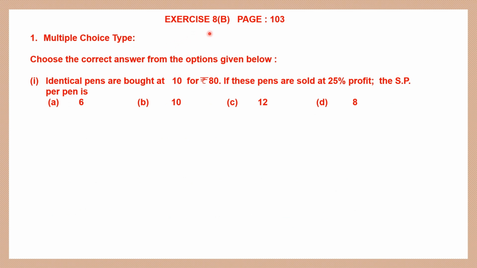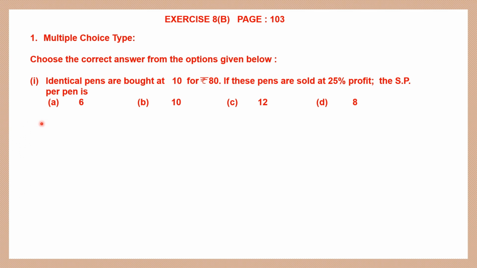So now let's begin exercise 8B, which is found on page number 103. This is question 1, the multiple choice type. Choose the correct answer from the options given below. Question 1. Identical pens are bought at 10 for 80 rupees. That means 10 pens for 80 rupees. If these pens are sold at 25% profit, the selling price per pen is what we need to find out.